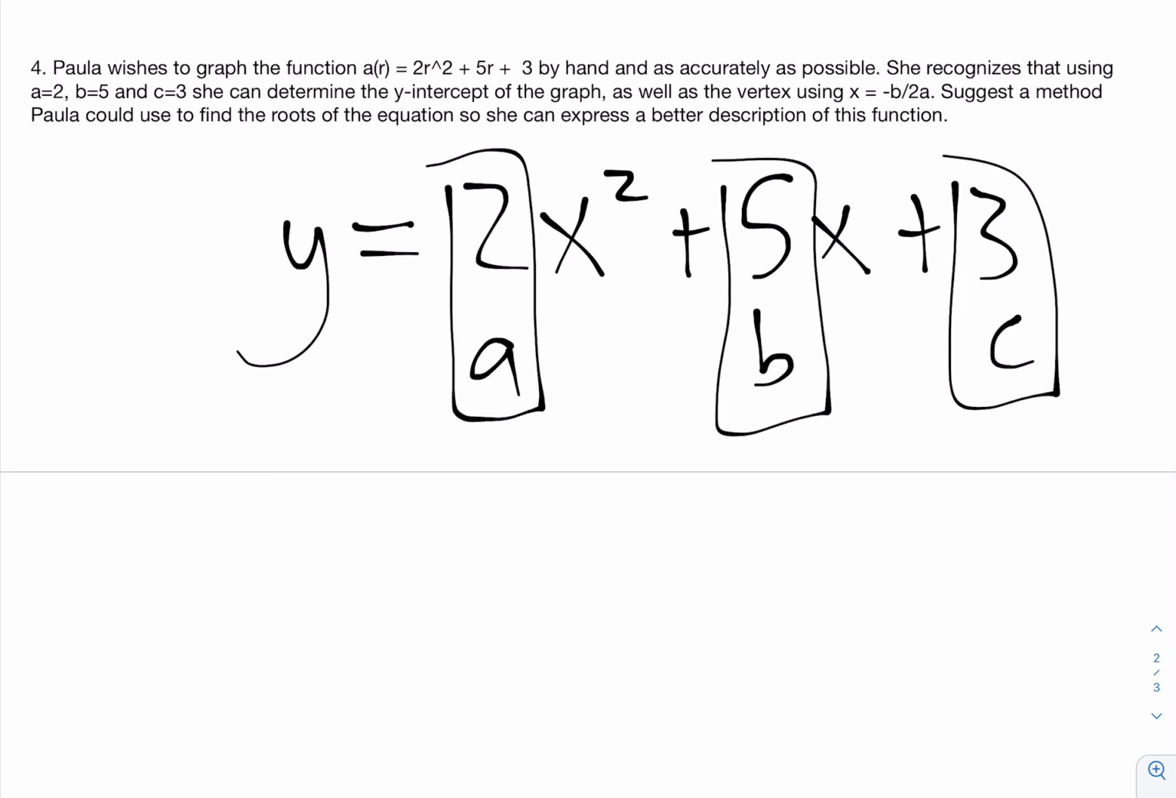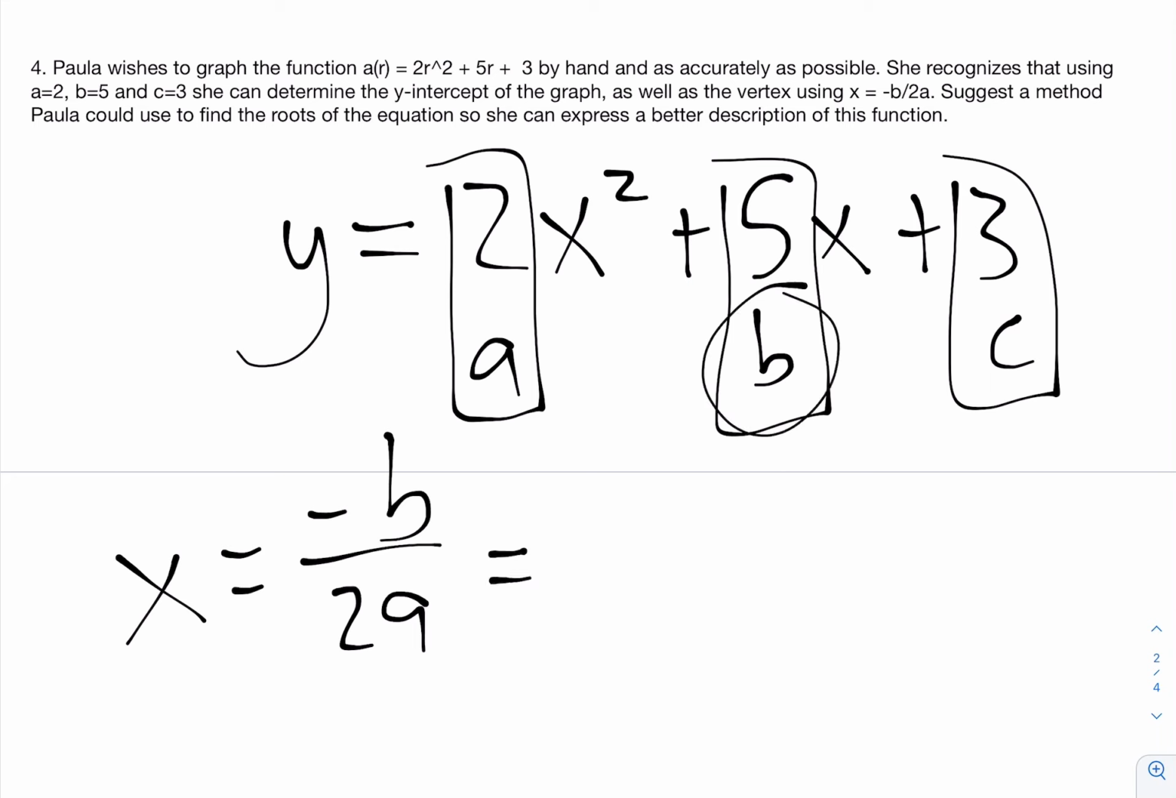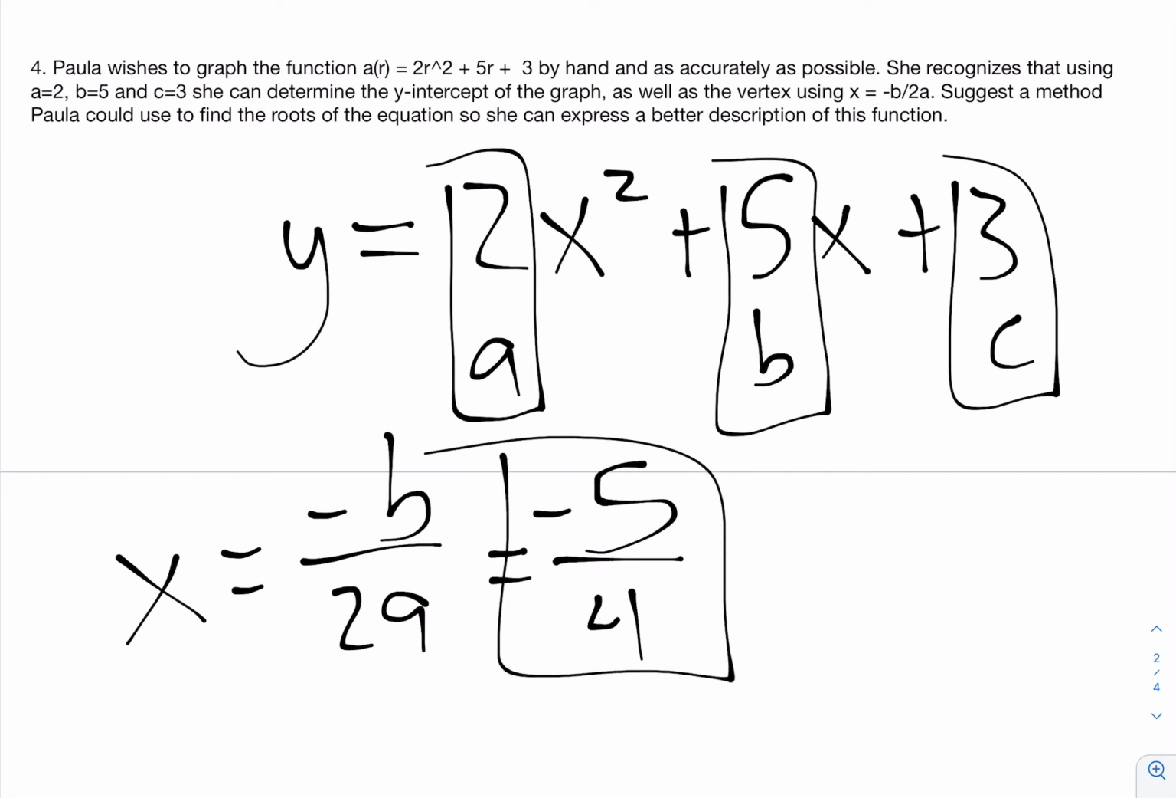The x-coordinate of the vertex of a parabola is just negative b over 2a. We find this using calculus, but I'll derive this in another video. So the x-coordinate of the vertex is going to be negative b. We know b corresponds to 5, so it's negative 5 over 2 times a. A is 2, right? That's what corresponds to a. So 2 times a is 2 times 2, which is 4. So this is the x-coordinate of our vertex.